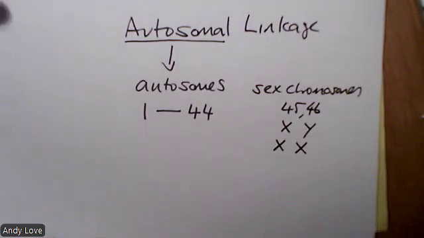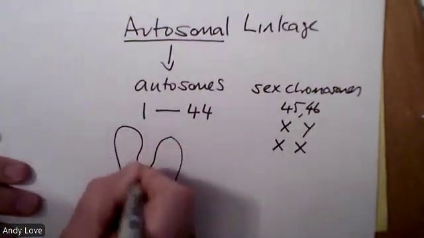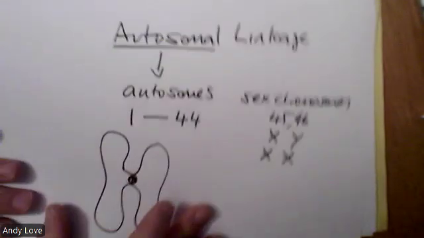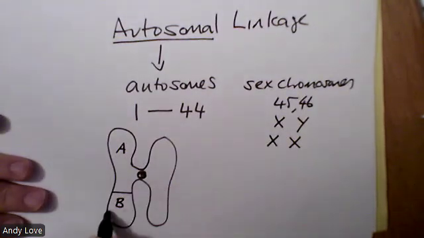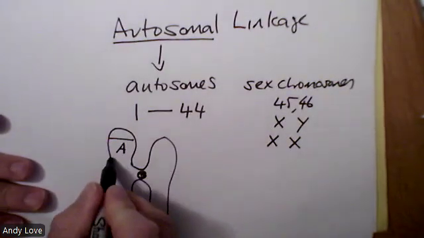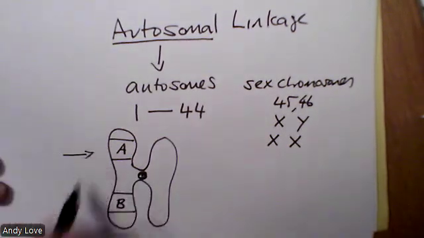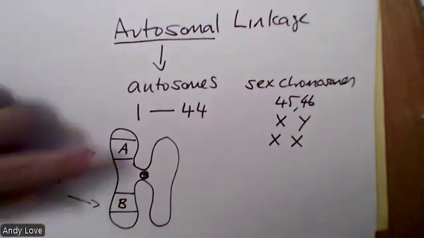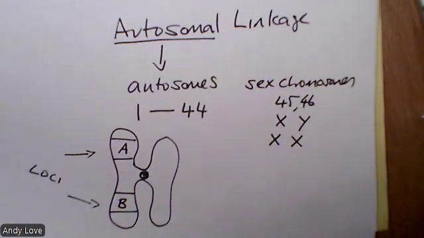An autosomal linkage just means that here's one of those chromosomes, and it has got two separate genes on it in two different loci. Okay, so they are linked, they're together. A and B are linked.